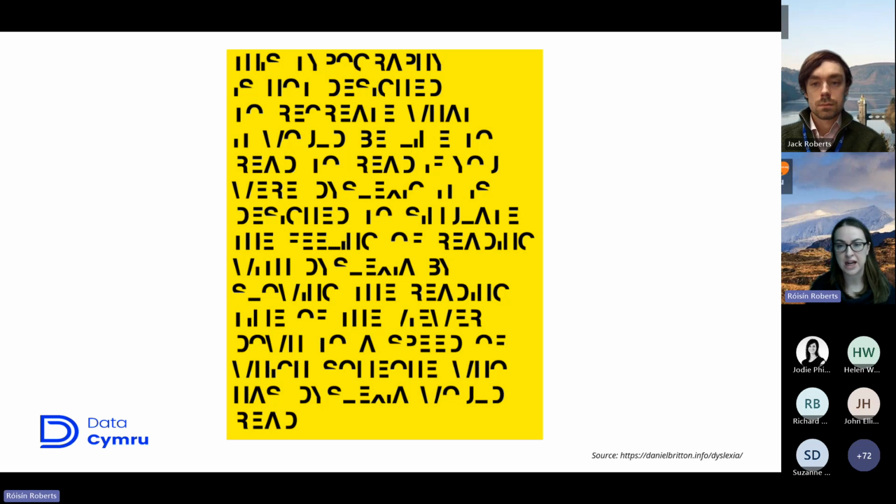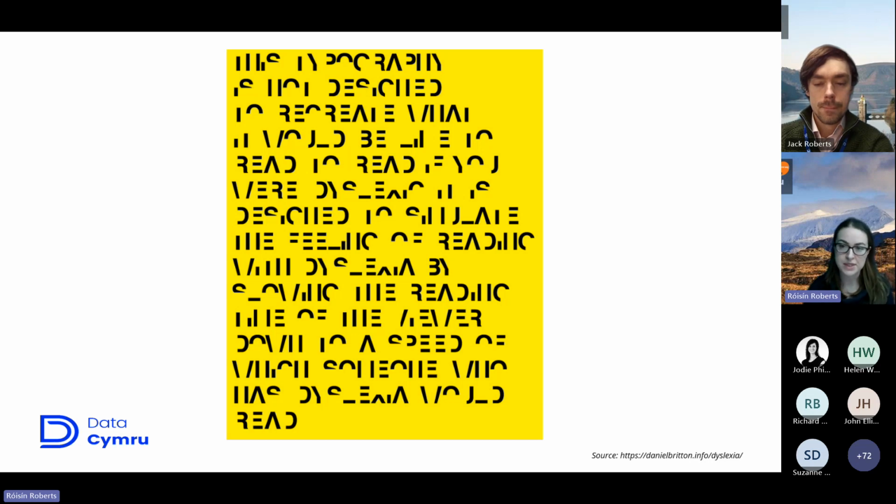Now on the screen is a yellow background with black typeface, and this was designed by Daniel Britton, and its purpose is to recreate the experience for some dyslexic readers. The typeface does this by slowing down the reading time of a non-dyslexic person to the speed that might be similar to a dyslexic person. And it does this by removing around 40% of each letter, and that makes each letter almost illegible. So the idea here is to recreate the frustration and the potential embarrassment that reading can cause some of us.